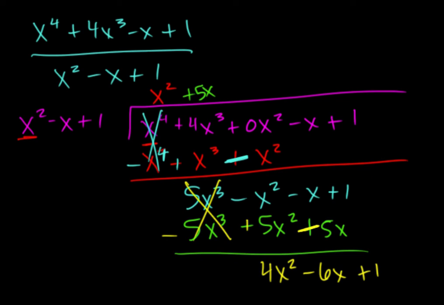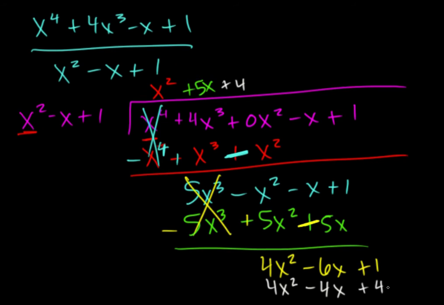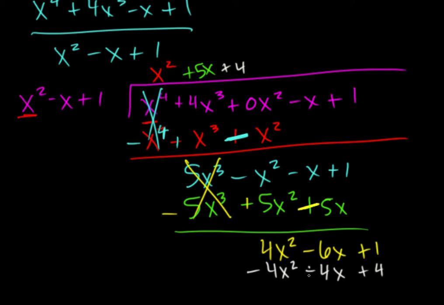Now, we gotta go again. So it's a 4. 4 goes back through. Minus 4x plus 4. Change the signs. Cancel. Negative 2x minus 3. Okay.